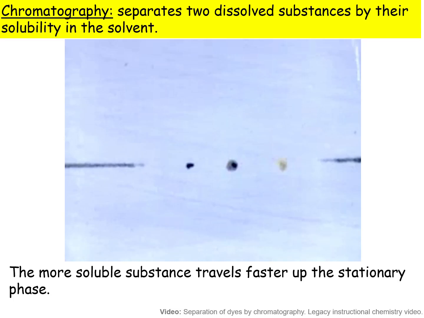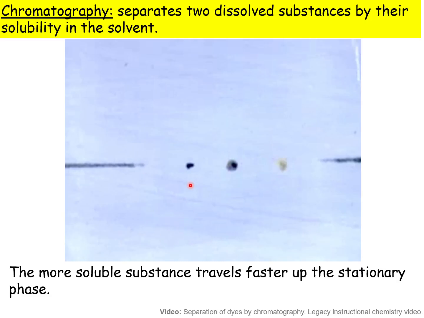All right, so here's another separation technique. It's called chromatography. That's where you separate two dissolved substances based on their solubility in the solvent. So what this image is, we have, it looks like aluminum oxide. It gets pressed down onto a plate. So this is called the stationary phase.